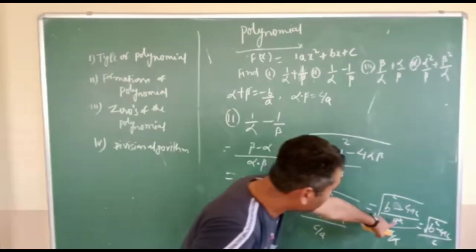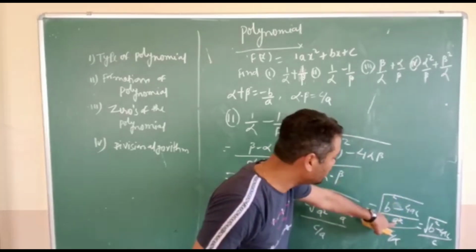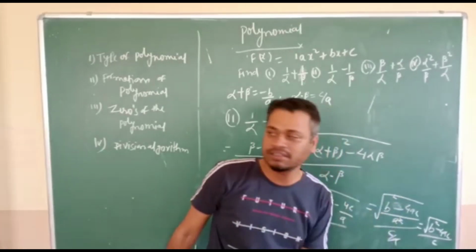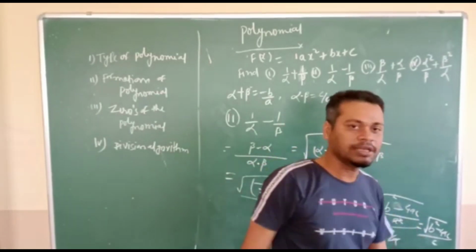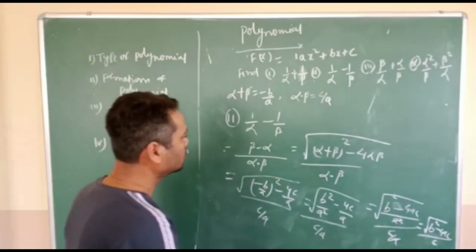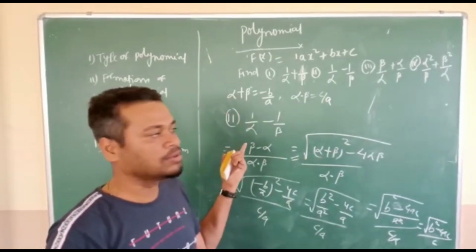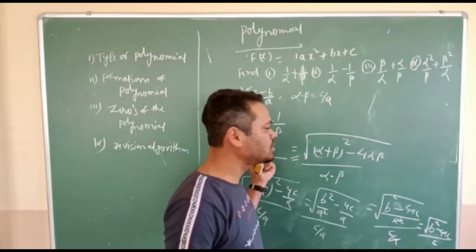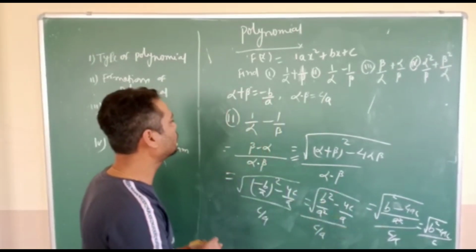See, a square and the square root, so square and square root will be cancelled. Only a will be left. That a and this a will be cancelled. So my answer will be the square root of b square minus 4ac, by c. That's it. This formula, from where did I write it? You can refer to where I derived the formula. Alpha minus beta or beta minus alpha will be the square root of alpha plus beta whole square minus 4 alpha beta.